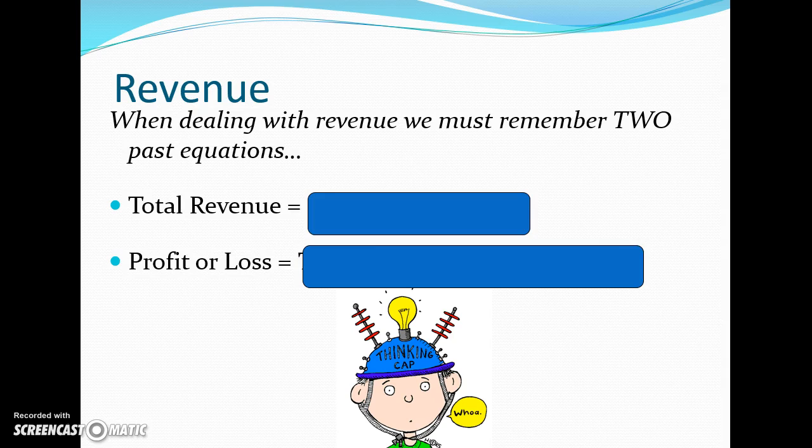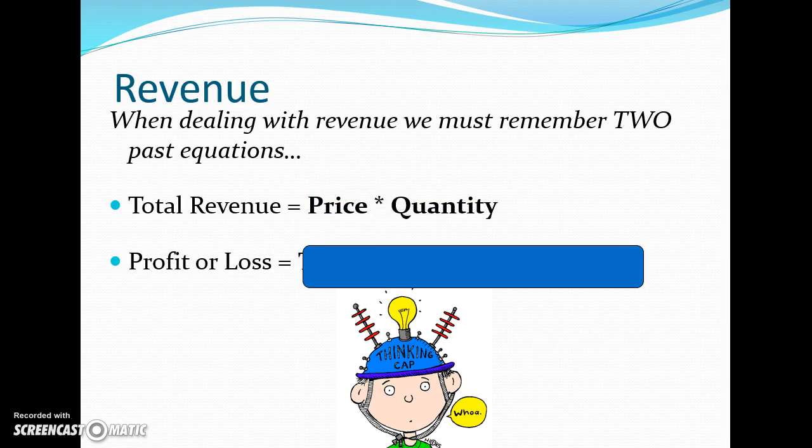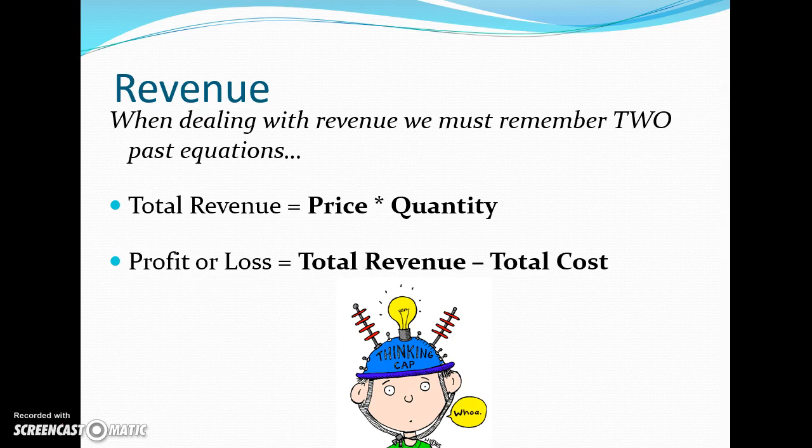Now, let's move on to revenue really quickly. When you deal with revenue, you have to know 2 equations, okay? Total revenue is price times quantity. And profit or loss, okay, is total revenue minus total cost. Total revenue minus total cost. If this number comes out to be positive, you've made a profit. If this number comes out to be negative, you have made a loss. You have lost money.